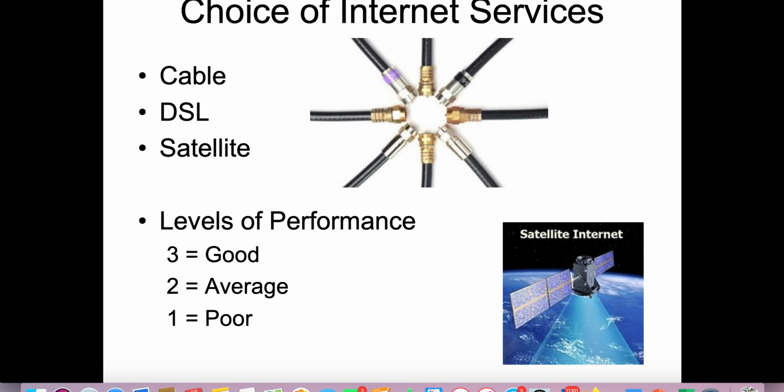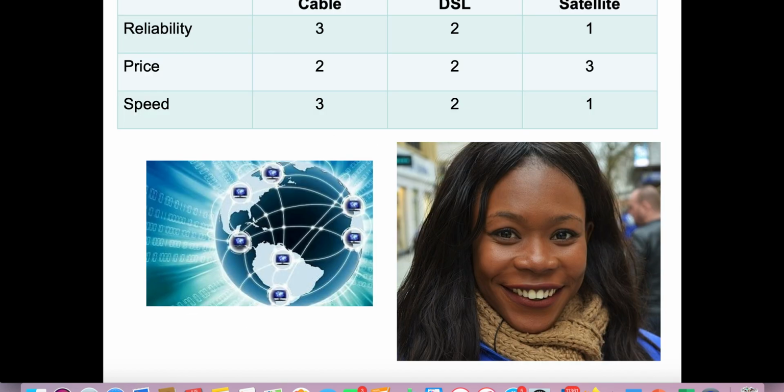Our example will be a consumer's choice of internet service providers. Let's call our consumer Jane. The options are cable, DSL, or satellite. We have three possible levels of performance: good, average, and poor, on each attribute of internet cable services. The chart represents Jane's rating of the three services after evaluating each alternative.